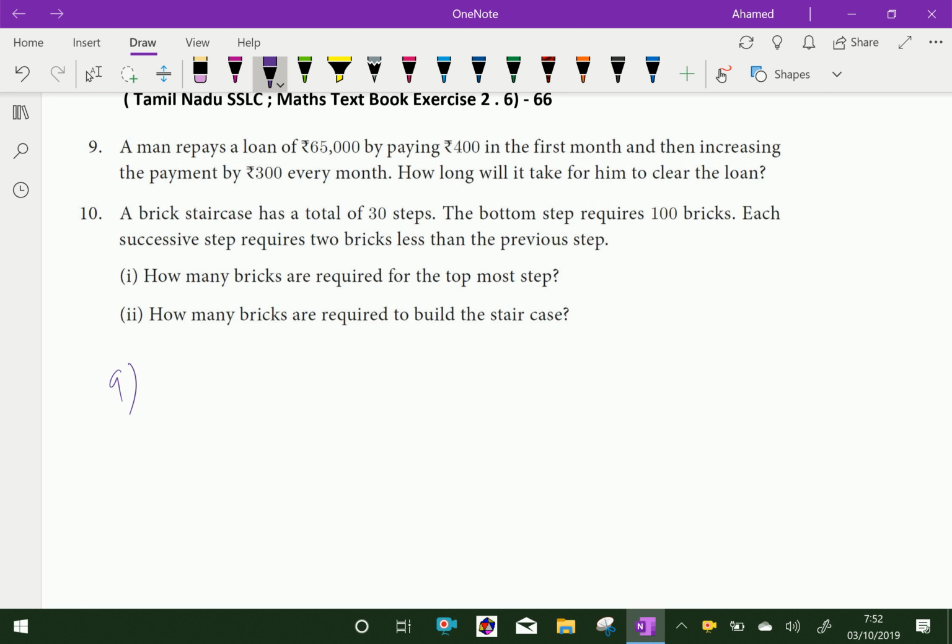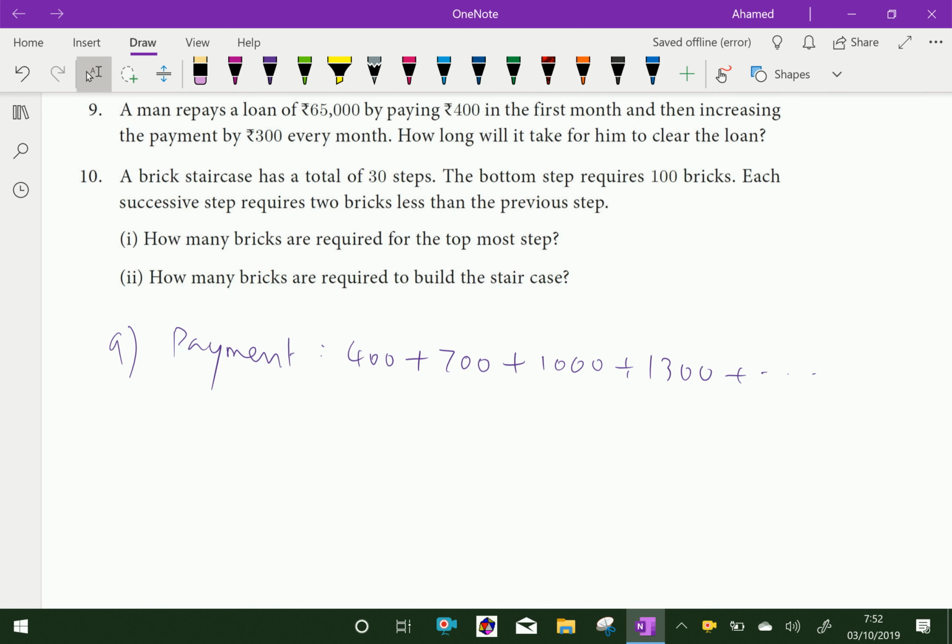Now, payment through installment is like that. Your first payment is 400, the second payment is 300 more, that is 700, another 300 more, 1000, another 300 more, like it's increasing. Now, it's an AP.